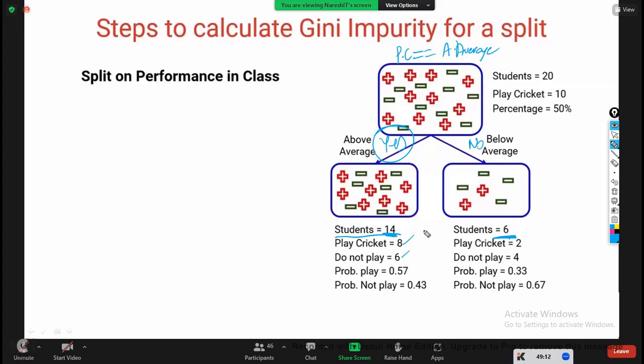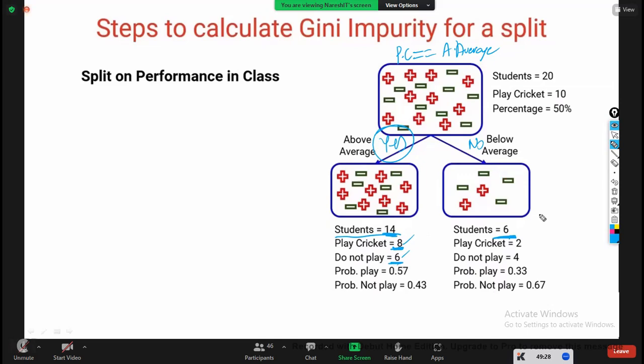Is that clear? Sir, why are you considering play and not play, sir? Because that is the output variable. So I'm going to take the split with respect to the output variable. Now here, I'm having play of 8 records, not play of 6 records.